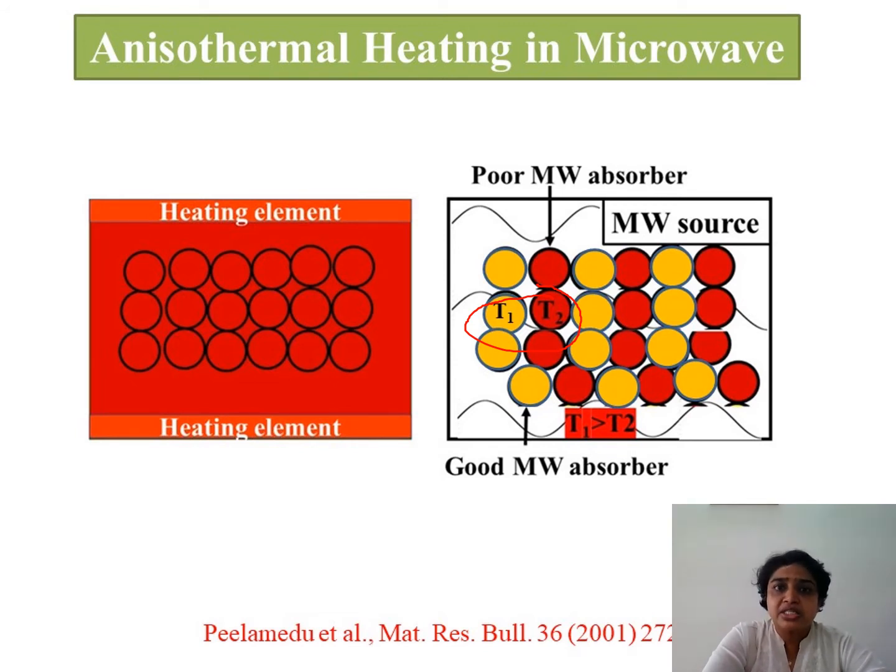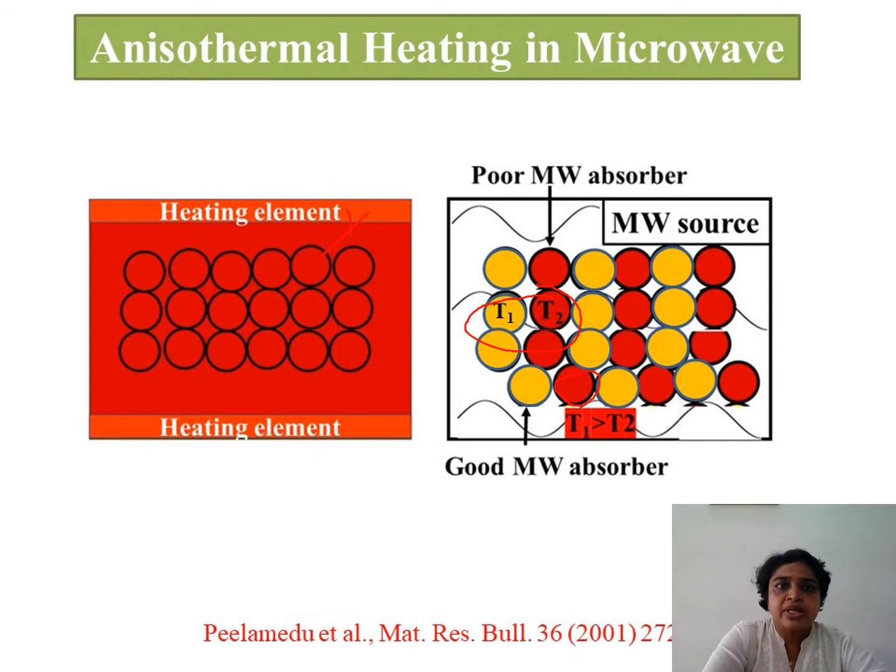So what will happen is that this red one, which is a poor absorber material, will also get heated up. There are several reports on the heating of materials with absorbers. With a combination of absorber and moderate absorber, we can heat the entire system because small heat sources are there inside the material itself. Sometimes this enhances reaction kinetics also because of the huge temperature gradient inside the sample itself. However, in the conventional method, there is a heating element, so heat is transferred from the heating element to the material, and it takes time.